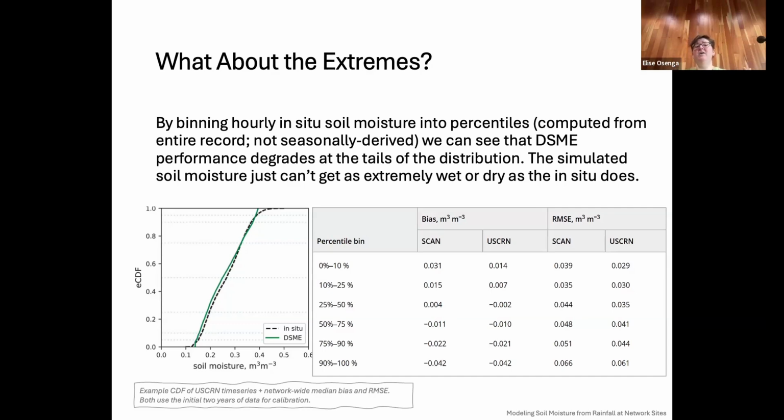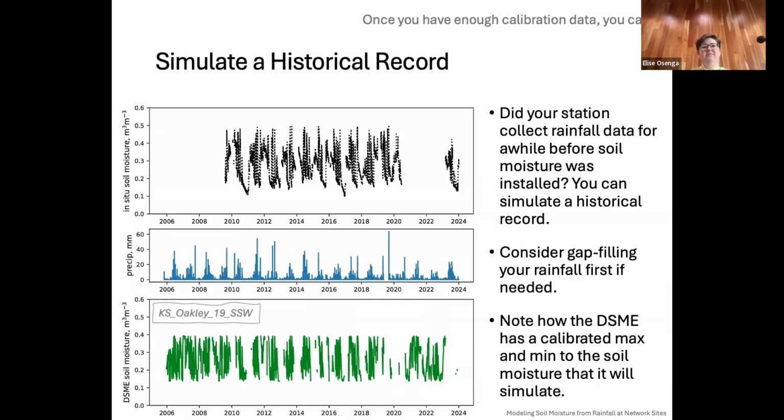So we just can't get quite as extremely wet or dry as the in situ does, but for the majority of the range, we're doing pretty good here. This is for a CRN site in northwestern Kansas, and it's the same one that we're going to see right here. So this is a simulated record.